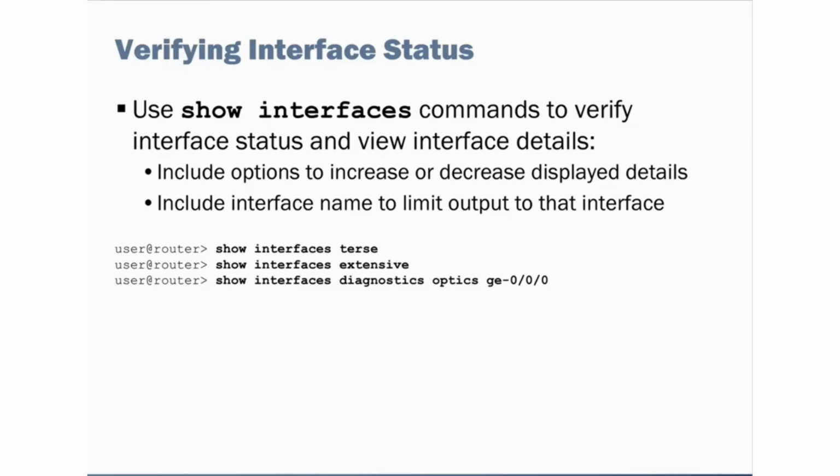In fact, in Junos, there is a show interface brief command that gives you a bit more output than terse would, but considerably less than detail or extensive. In this slide, though, we've chosen to just list the show interface terse and show interface extensive variants.